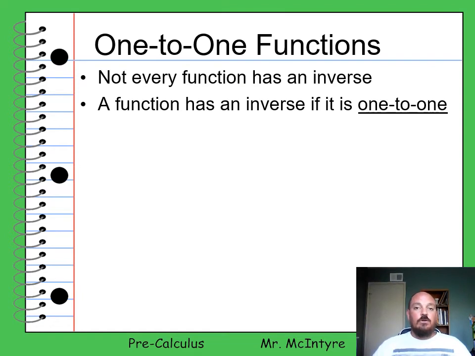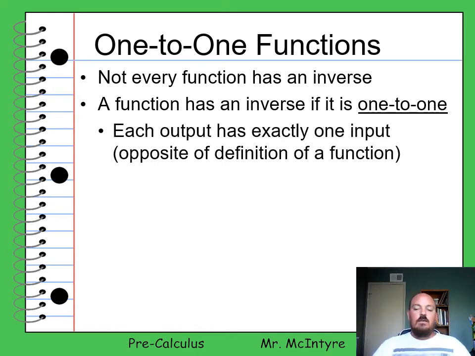That's how you know whether or not a function has an inverse. If a function is what we call one-to-one, then it does have an inverse. If it's not one-to-one, it does not. Now, the definition of one-to-one is kind of like the inverse of the definition of a function. So for a function, every input has exactly one output. For a one-to-one function, the opposite is also true. Every output has exactly one input.